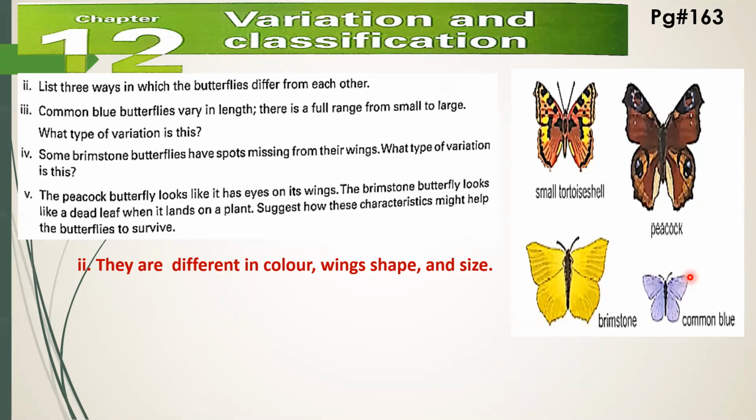Common blue butterflies vary in length. There is a full range from small to large. So which type of variation is this? Continuous. This is also called a continuous variation. Yes, you have to write continuous variation.